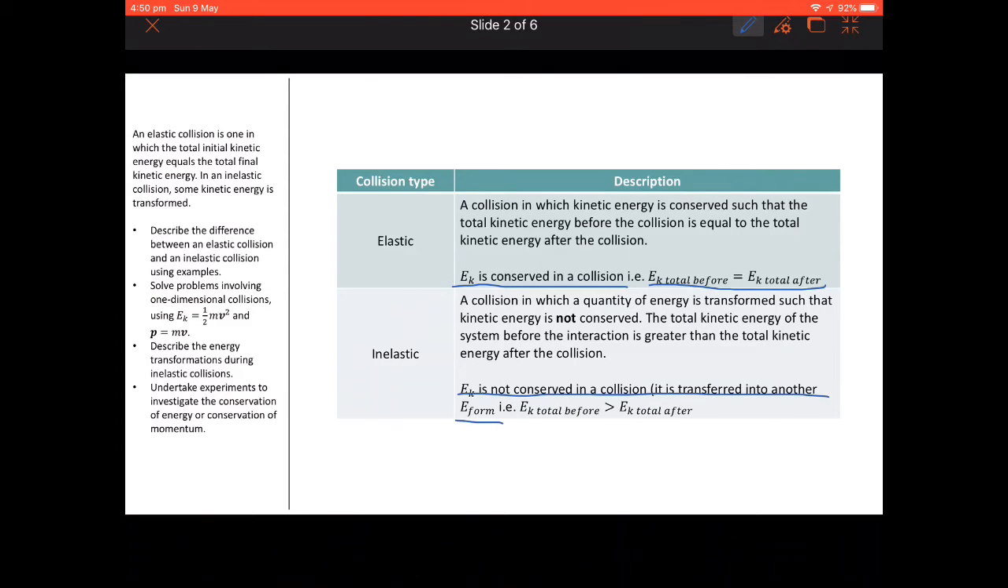It's transferred into another energy form, so therefore the total kinetic energy before the collision is going to be greater than the total kinetic energy after.